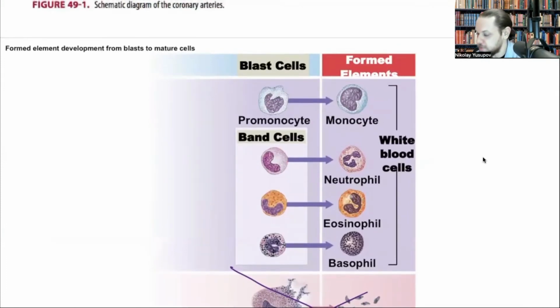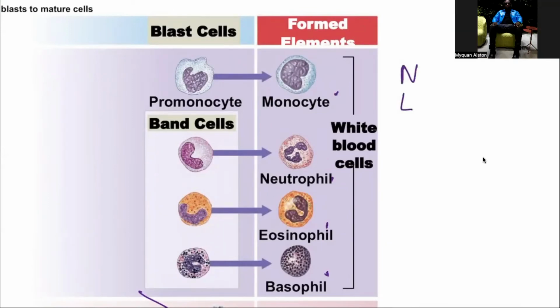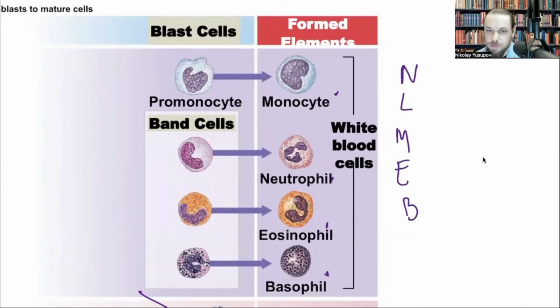The white blood cells that we have here are the monocytes, lymphocytes, neutrophils, eosinophils, and basophils. Do you remember a mnemonic for how to remember all of them? No. A good mnemonic if you want to remember all the white cells is: never let monkeys eat bananas. So neutrophils, lymphocytes, monocytes, eosinophils, basophils. Never let monkeys eat bananas. Good?